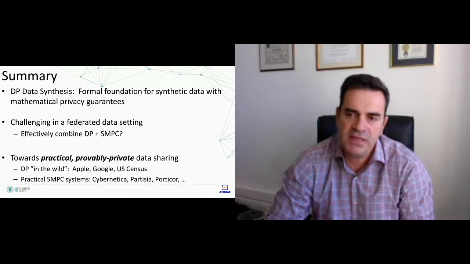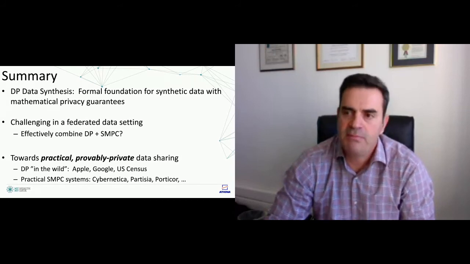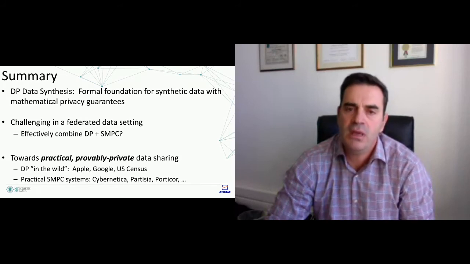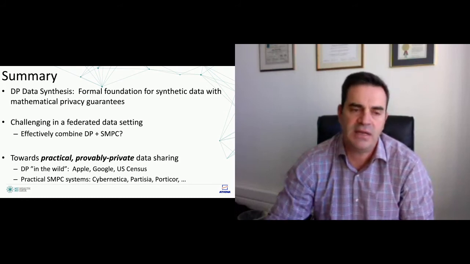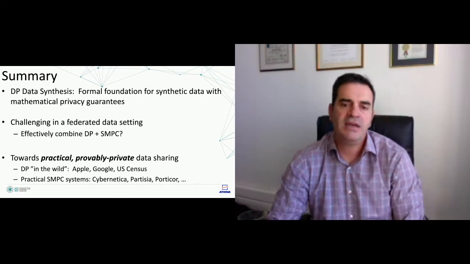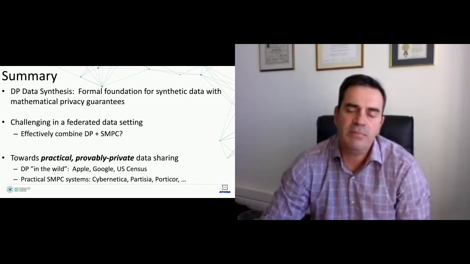So just to summarize, differentially private data synthesis, I think, is going to give us a very nice formal foundation to have synthetic data with mathematical privacy guarantees. And I think the formal part here is really important in order to secure ourselves from things like potential linkage attacks and unforeseen types of attacks on anonymization schemes. In a federated data setting, particularly, it becomes very challenging.